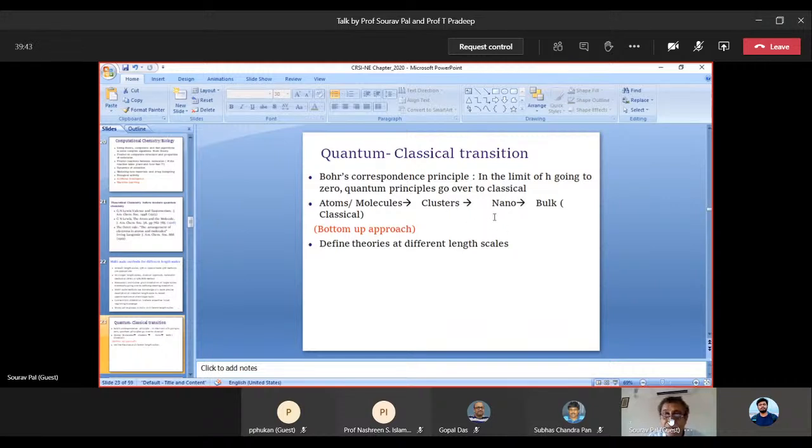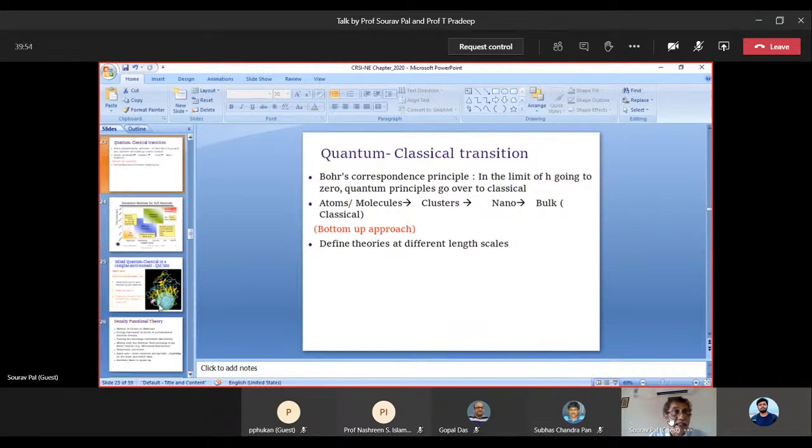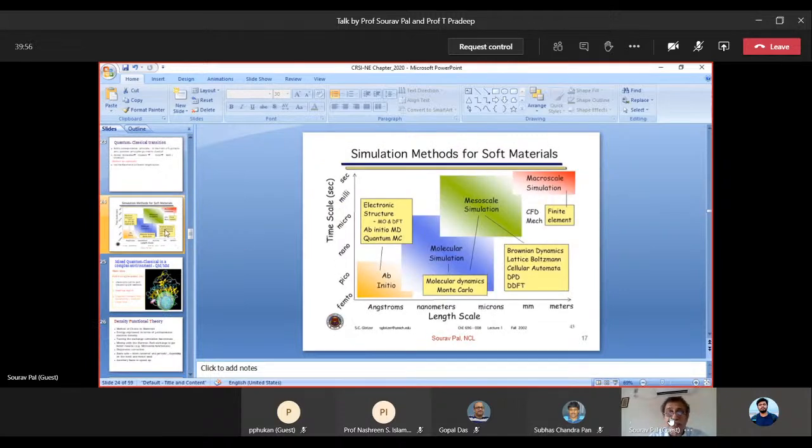What happens in the middle? In nanomaterials, that length scale is the transition from quantum to classical. And that's a very tough question to answer, and many of the multi-scale simulations try to answer it. I would like to show this slide.